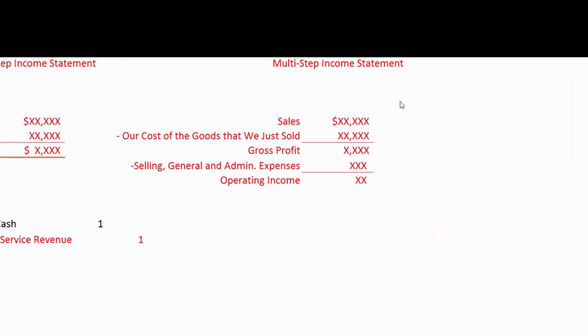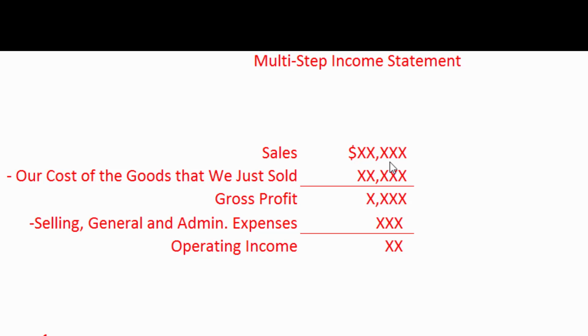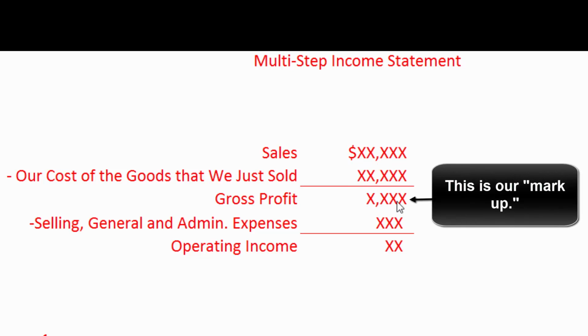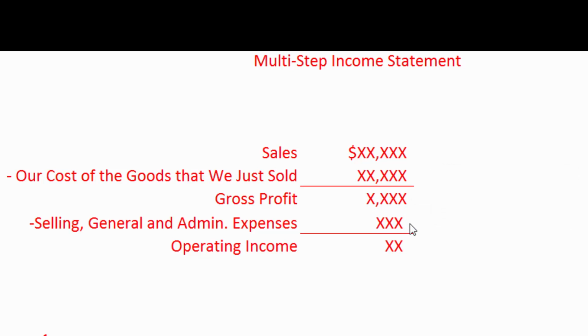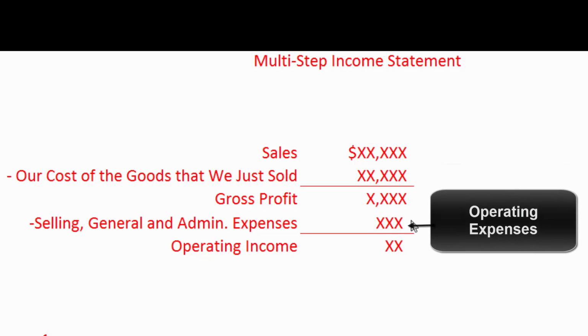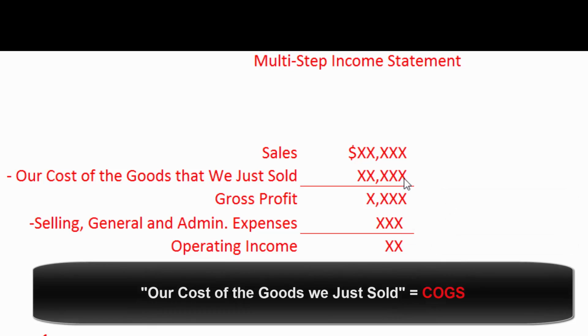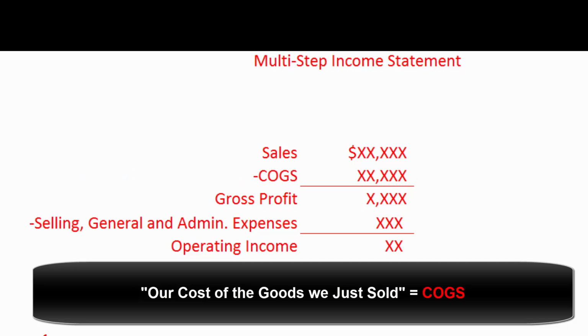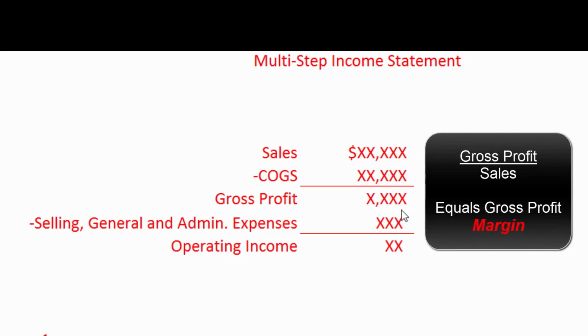So in a vertical format, that's sales minus our cost of the goods we just sold gives us our gross profit. Gross profit minus selling, general, and administrative expenses or operating expenses, things like rent on our stores, like salaries to our employees, gives us our operating income. And let's start abbreviating our cost of the goods that we just sold to be cost of goods sold. And then gross profit divided by sales is going to be gross profit margin.